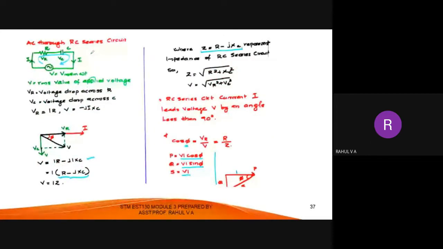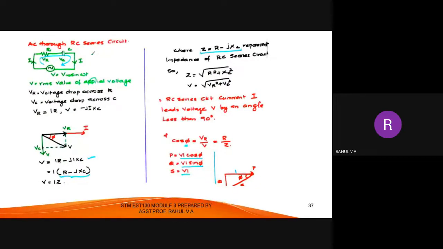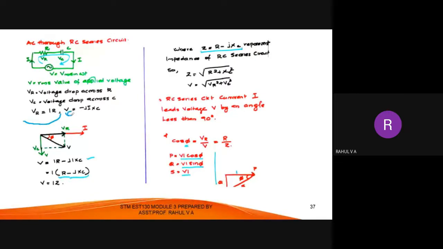So now here, instead of inductor, I have a capacitive component. You can see that there is an AC source, a resistor is connected, and in series to that there is a capacitor. V is the RMS value of applied voltage, VR is the voltage drop across resistor, and VC is the voltage drop across capacitor. Here you note that VR is equal to IR and VC, the voltage across capacitor, is equal to minus jIXC.